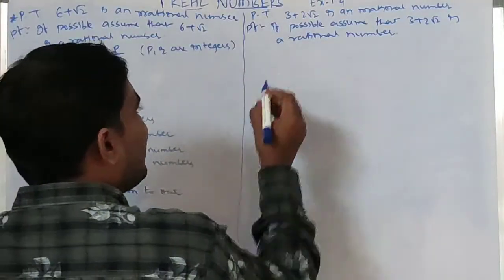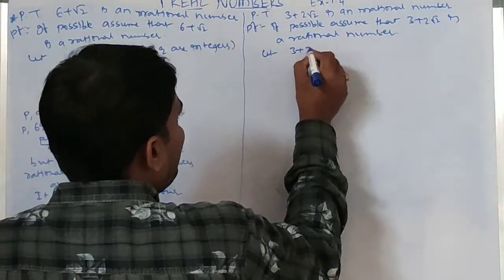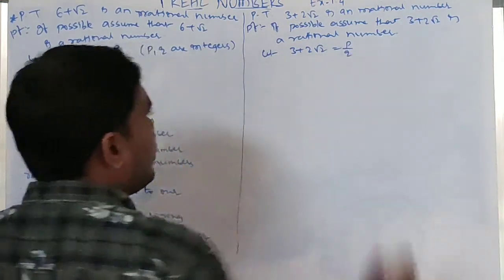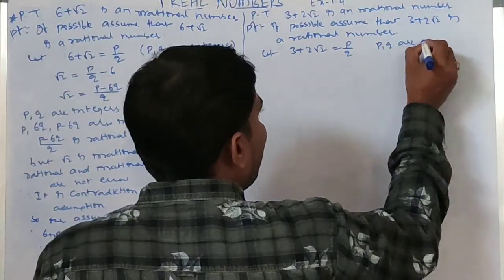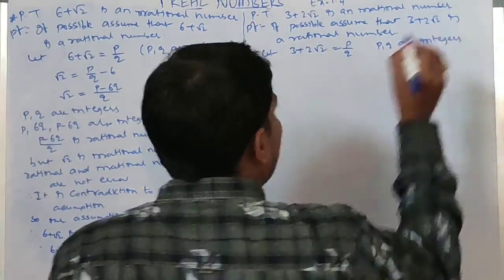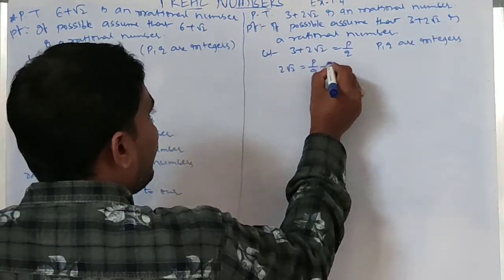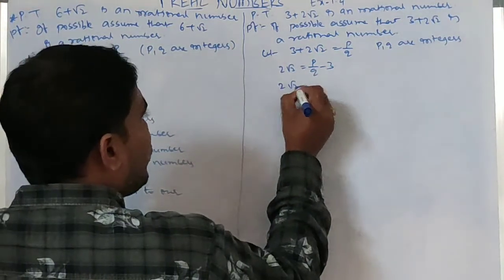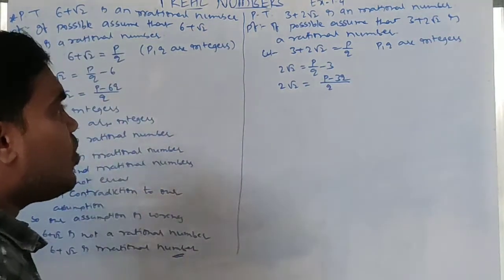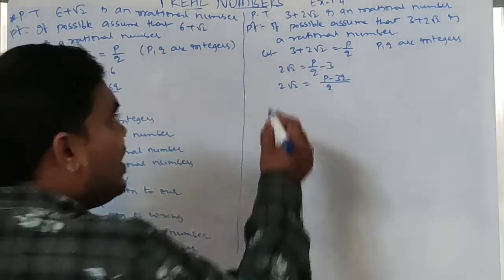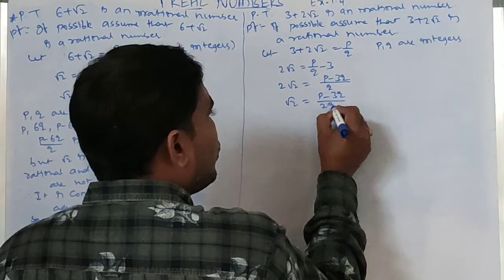If it is a rational number, every rational number is in the form of p by q. So let 3 plus 2 root 2 equal p by q, where p, q are integers. Bringing 3 outside, 2 root 2 equals p by q minus 3. Taking LCM q, 2 root 2 equals (p minus 3q) by q. Bringing 2 also outside, root 2 equals (p minus 3q) by 2q.